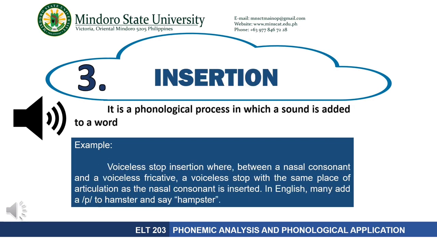The third one is insertion. From the word itself, insert. It is a phonological process in which a sound is added to a word. In a voiceless stop insertion, between a nasal consonant and a voiceless fricative, a voiceless stop with the same place of articulation as the nasal consonant is inserted. An example of this is the English word "hamster". The letter P is added to that word, and now it is pronounced as "hampster".